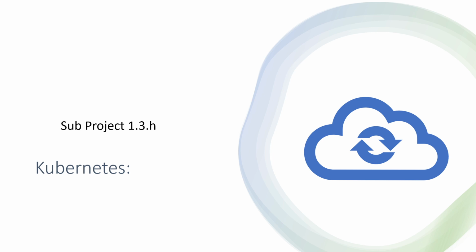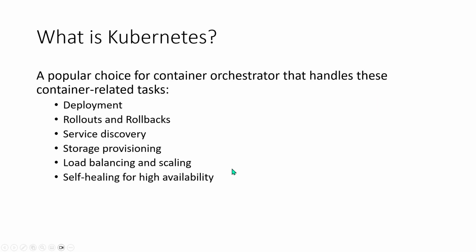Now here, in detail, we're going to see Kubernetes. The first thing to start with is what is Kubernetes. Kubernetes is a popular choice for container orchestration. Container orchestration is controlling the containers and doing a lot of automation with them, like assigning Kubernetes to manage those containers. That is the orchestrator in this case, which handles container-related tasks, for example deployment, rollouts, service discovery, storage provisioning, load balancing and scaling, and self-healing for high availability. Likewise, it will do all those things.